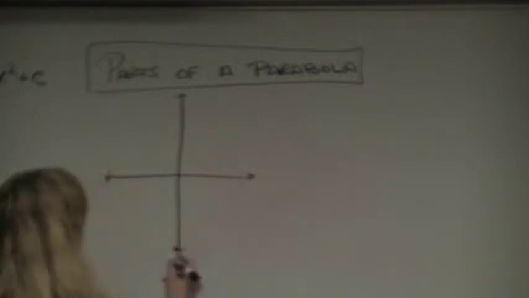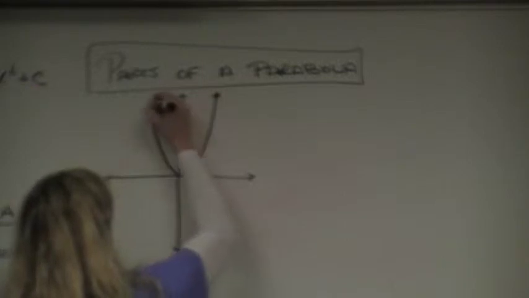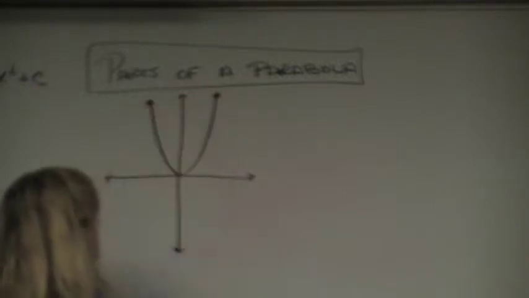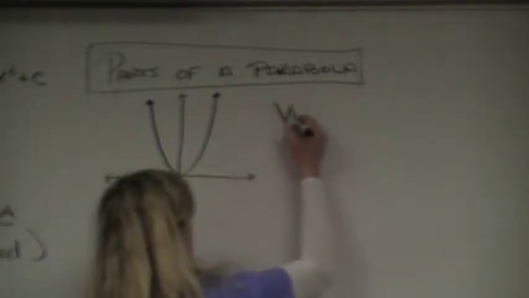Just very basic here. Okay, let's say that I have a parabola looking like this. Class, is that opening up or down? Up. So what would my A be if that was my parabola? Positive. It'd be positive, exactly. Okay, there are two parts of a parabola that I need you to know. What they are is a vertex.